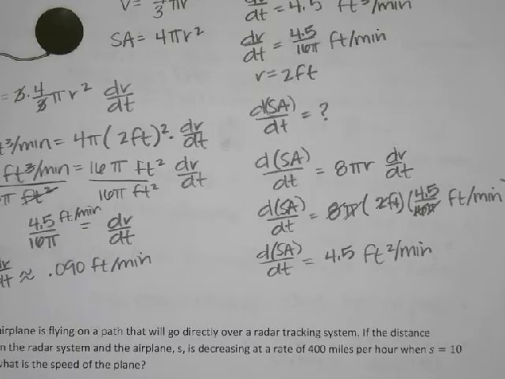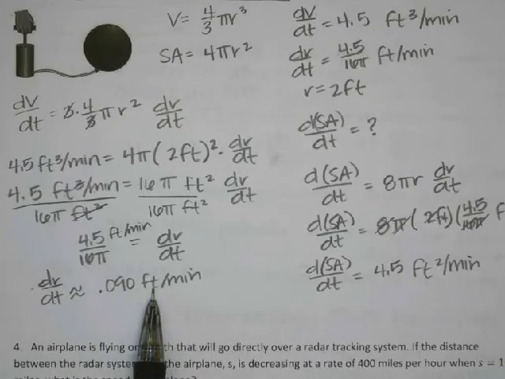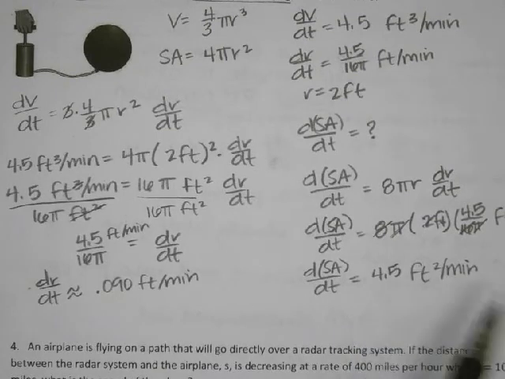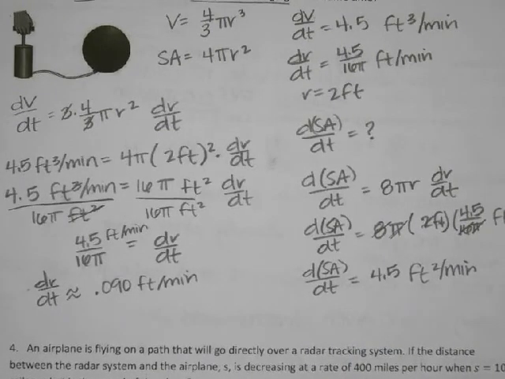Okay, so at this point we would write our sentence. The sentence would be: when the radius of the balloon is 2 feet, the radius of the balloon is increasing by 0.090 feet per minute, and the surface area is increasing by 4.5 feet squared per minute. I'll go ahead and write that.